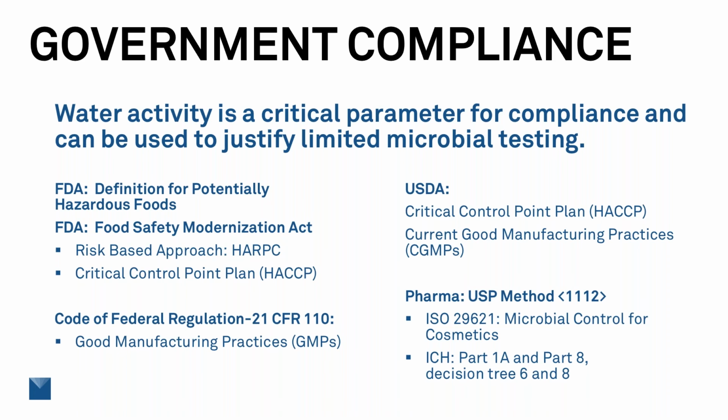And in pharma, you can also find that in USP 1112, and also the new one that's coming, but it won't be out till next year, 922 as well. And the last one, if you're familiar with ICH, it's part of the decision tree for assessing hazards. This is the International Conference on Harmonization. Now, these are just a few places where you can find water activity specifically listed as a critical control point, or it mentions how it can be used to justify limited microbial testing. But this is not an exhaustive list, so you can still find more. This is just a taste.